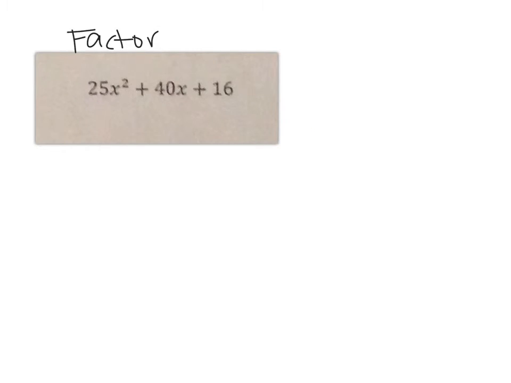So I'm looking at this one and I can see that this 25x squared is a perfect square and the 16 is a perfect square. So in fact this is 5x all squared and this is 4 squared. So I'm going to check to see if the perfect square formula works.